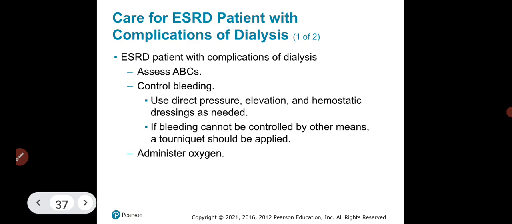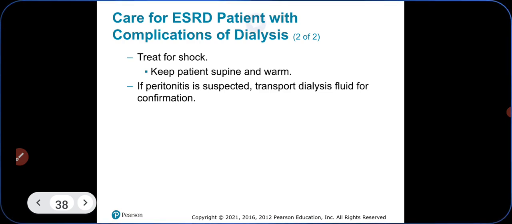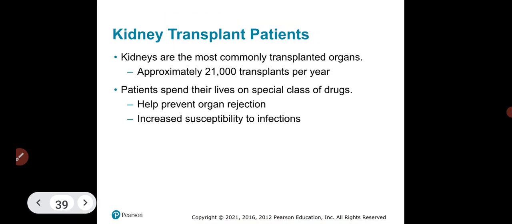All right, care for ESRD patients with complications of dialysis. Assess ABCs. Control bleeding. Use direct pressure and hemostatic dressings as needed. If bleeding cannot be controlled by other means, a tourniquet should be applied, and administer oxygen. Treat for shock. Keep the patient supine and warm. If peritonitis is suspected, transport the dialysis fluid for confirmation.